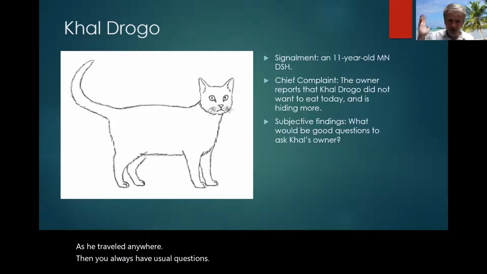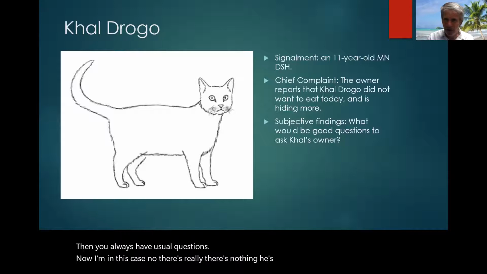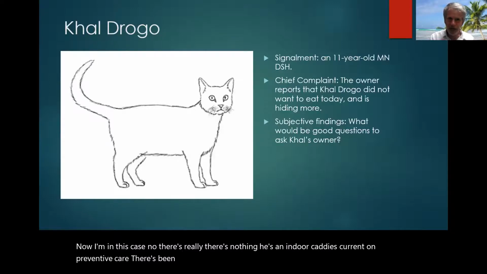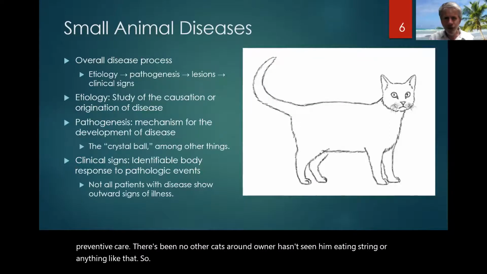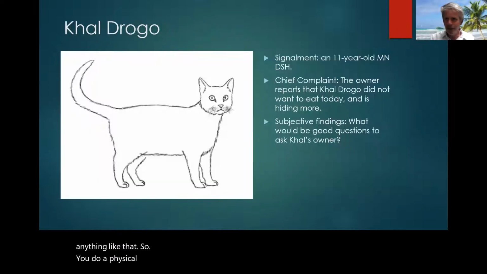In this case, no, there's nothing. He's an indoor cat. He's current on preventive care. There's been no other cats around. Owner hasn't seen him eating string or anything like that. So you do a physical exam on him. Let me just back up here. You do a physical exam on him, and here's what you notice.